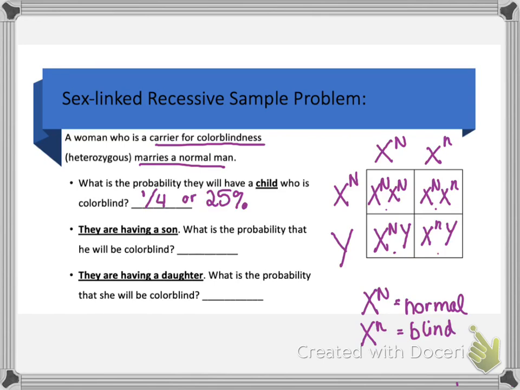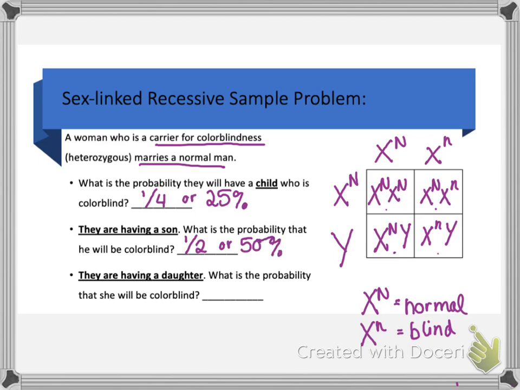All right, next up, they're having a son. What is the probability that he will be colorblind? In this case, we have to read carefully. We're not looking at all the children. Now we're just focusing on the sons. So they know they're having a son, so we're ignoring the female children. What's the probability he will be colorblind? Of a son, he has 2 chances. He could either be X big N Y or X little n Y. If he's X little n Y, 1 out of 2, he is colorblind. So in this case, it is a half or 50% chance.